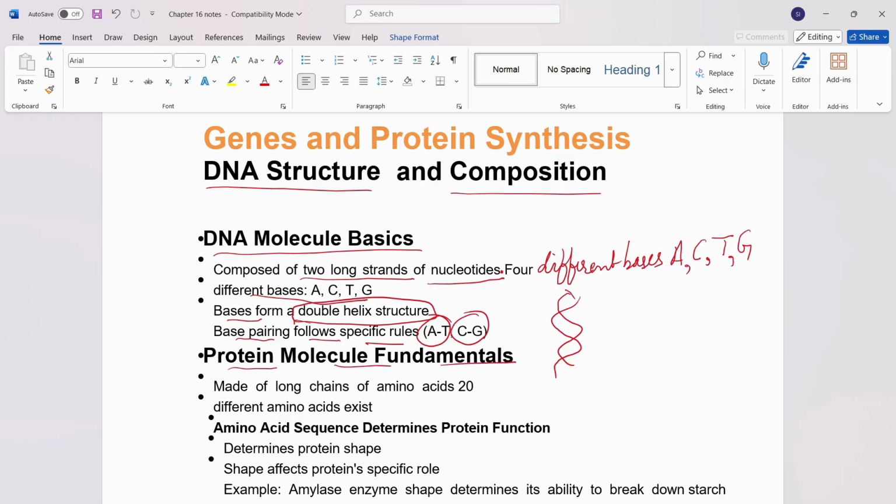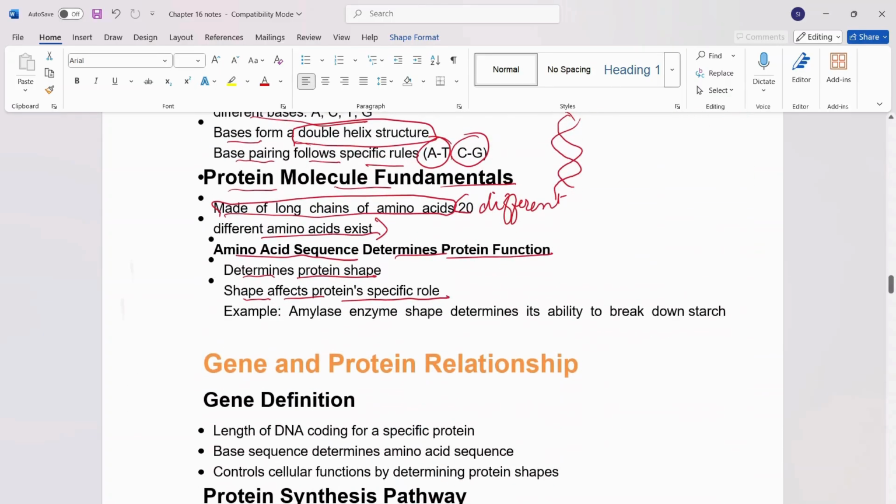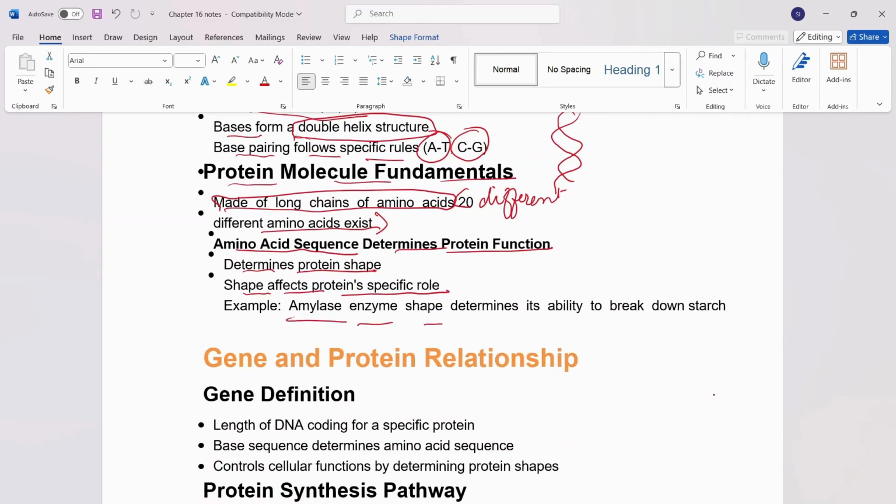Remember, these points are very important. They are made of long chains of amino acids. Secondly, there are 20 different amino acids that exist. Then the amino acid sequence determines protein function and protein shape. Shape affects the protein's specific role. Example: the shape of the amylase enzyme determines its ability to break down starch.